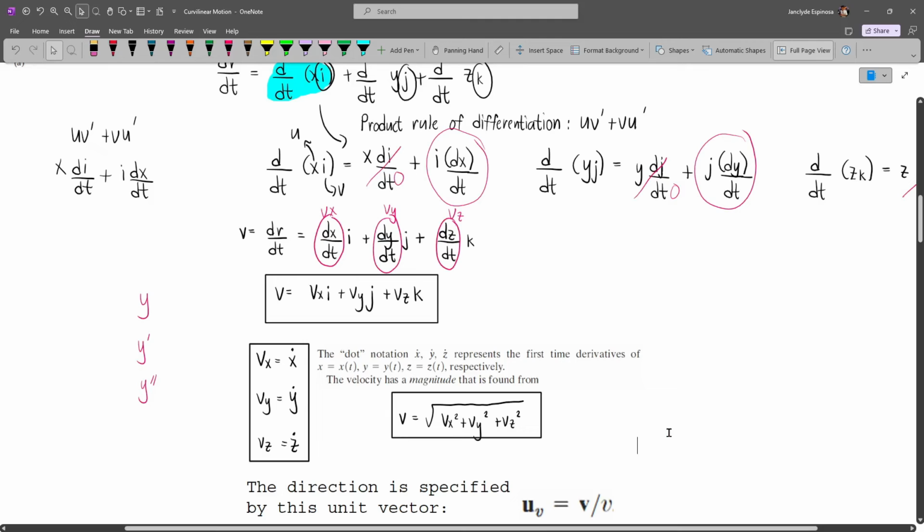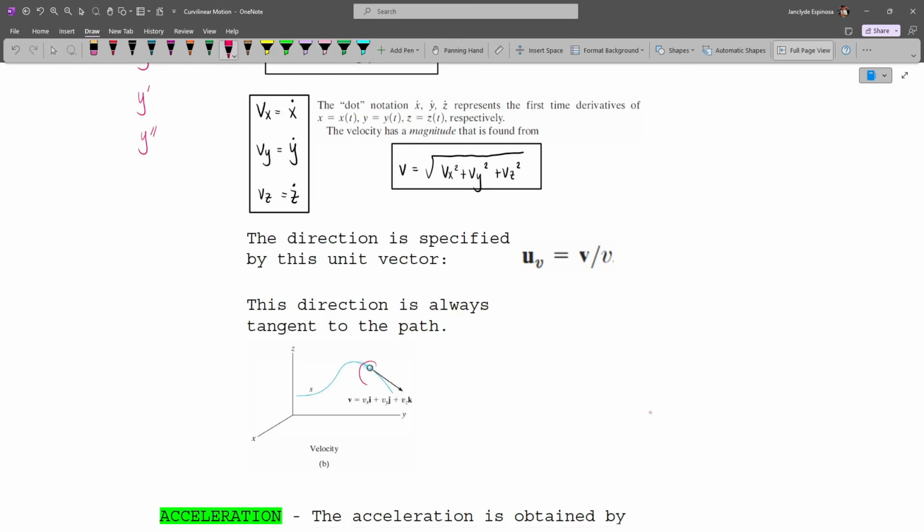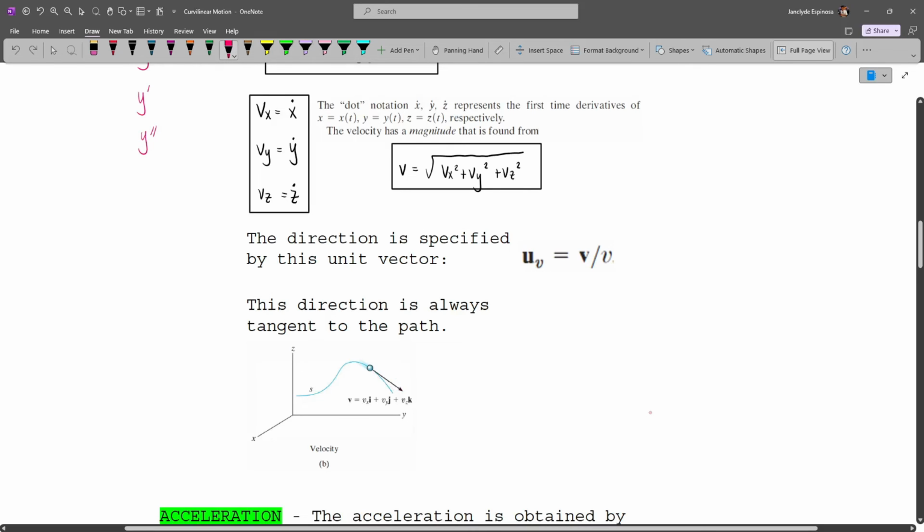Now the magnitude of v will still be the same as earlier. However, we will now substitute Vx, Vy, and Vz in our equation. And then the direction is specified by the unit vector u sub v, which is equal to v over italicized v. And this direction is always tangent to the path. As you can see right here, this line is tangent to our curve because this is our velocity.